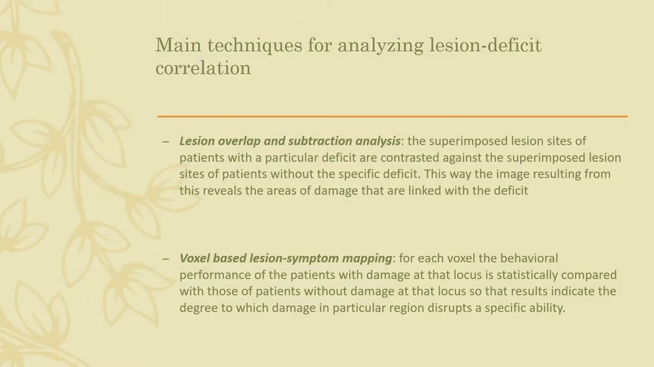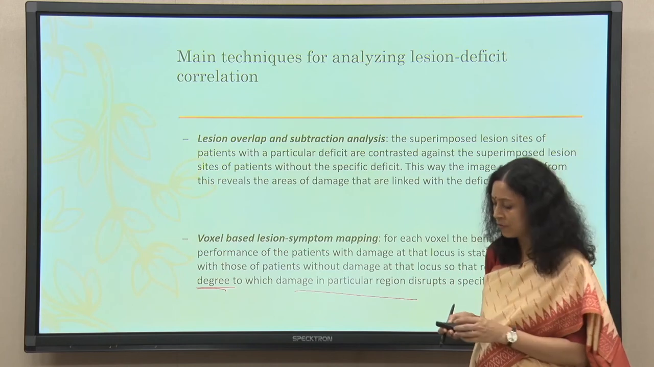Similarly, there is voxel based lesion symptom mapping. For each voxel, the behavioral performance of the patients with damage at that particular locus is statistically compared with those without the damage at that locus. That in fact gives us a lot more precision with respect to the results. It indicates the degree to which the damage in a particular region disrupts a specific ability. The degree is very crucial. So, that understanding goes to the voxel level.